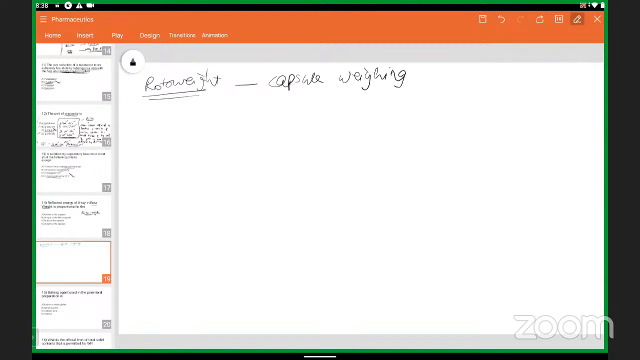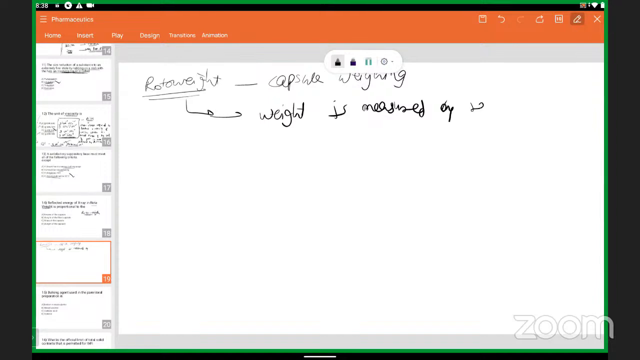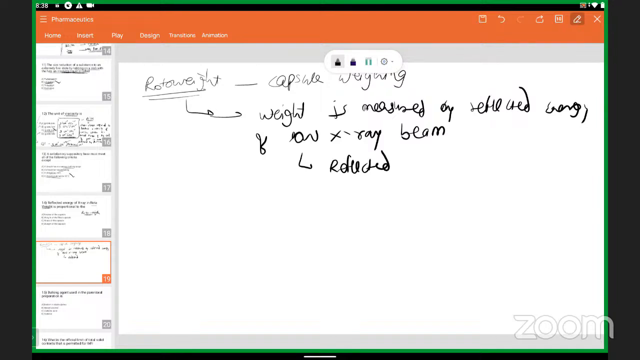और यहाँ पे जो प्रिंसिपल है that how it works, the weight is measured by reflected energy of low X-ray beam. ये जो रिफ्लेक्टेड एक्सरे है और रिफ्लेक्टेड एनर्जी जो है that is with the direct relation, direct proportional है with respect to the weight of filled capsule.